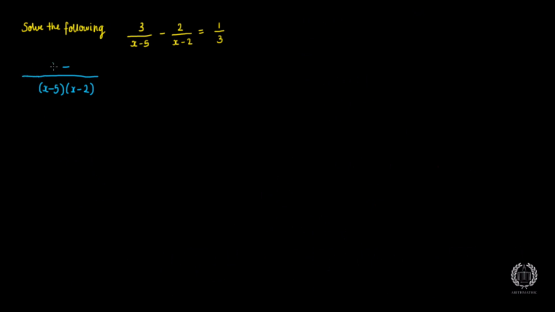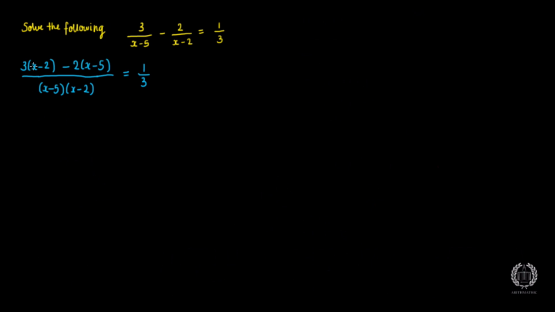So for me to get this side, I'm going to do 3 times x minus 2. So I'm going to cross multiply 3 times x minus 2. And then for me to get this part of the equation, I'm going to cross multiply 2 by x minus 5. So 2 by x minus 5. Okay, and then we keep the equals, so we're going to say equals 1 over 3. So we keep that equals 1 over 3. You'll see what happens to the 1 over 3 later.